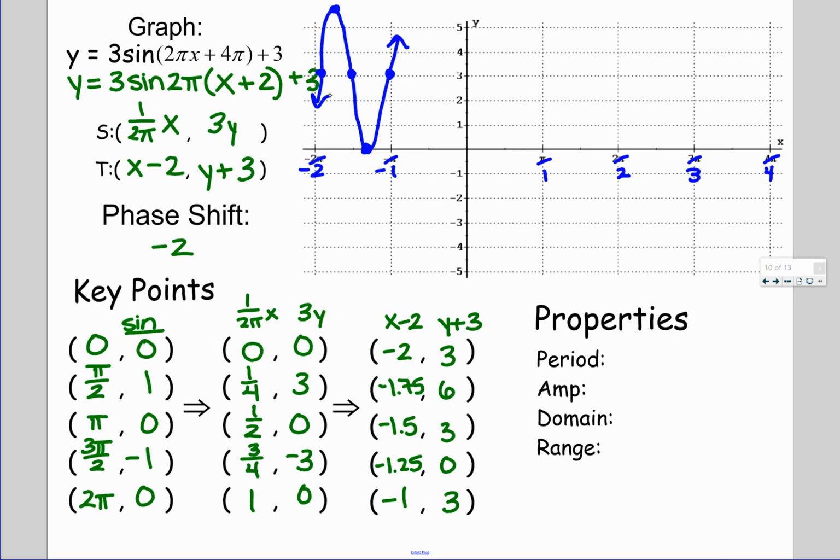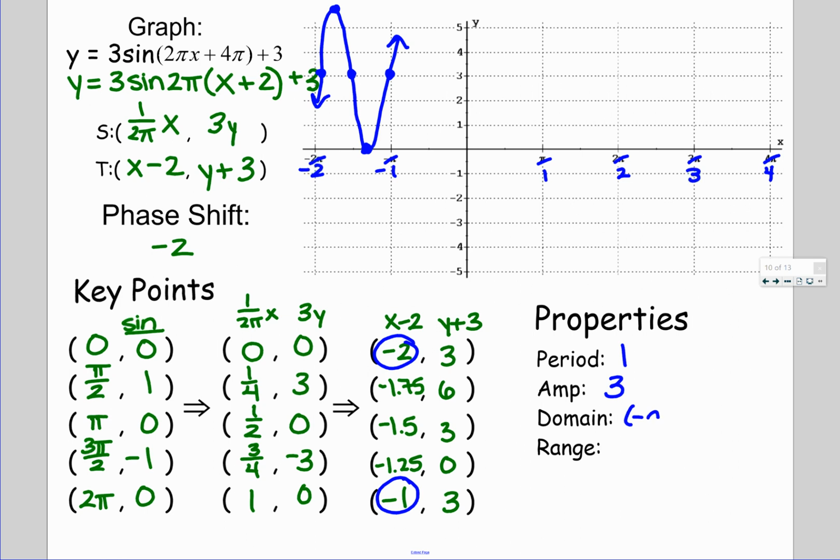Okay, properties, period. You can do 2 pi over b, or you can find the length of the wave. How long is this wave? This one's not too bad. From start to finish, it's how many units wide? 1. Yep, that's it. Okay, or you could do 2 pi over b, which is 2 pi over 2 pi, which gives us 1. Amplitude, what's the amplitude of this wave? 3. Half the height of the wave, or absolute value of a.